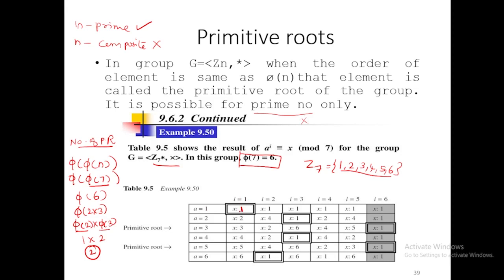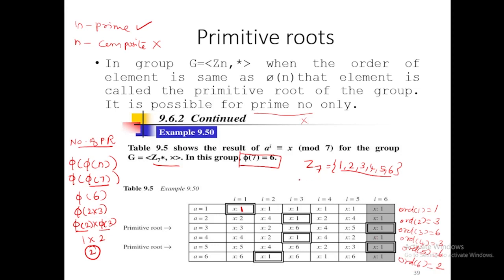So here, for 1, the order of 1 is 1. Here the first remainder 1 occurred. So the order of 2 is its corresponding power value, that is 3. Then for the order of 3, the first 1 occurred at 6. So the order of 3 is 6. Then for 4, the first 1 occurred at 3. So the order of 4 is 3. Then the order of 5 is 6. The order of 6 is, here it occurred, so the number is 2. So I am writing the order of elements.